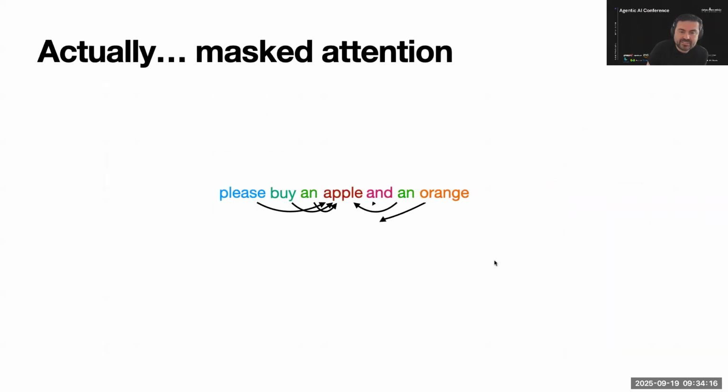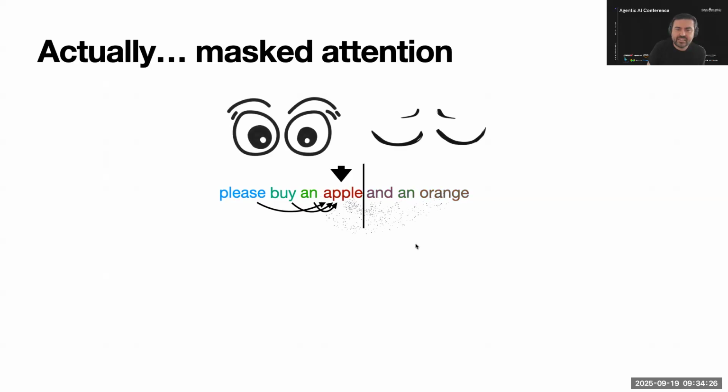There's a small technicality, which is masked attention, which is that you really don't let the model look ahead of it, only behind. And that's so it doesn't cheat. So when these things are happening, you only look at the gravity before you. But that's just a small technicality.